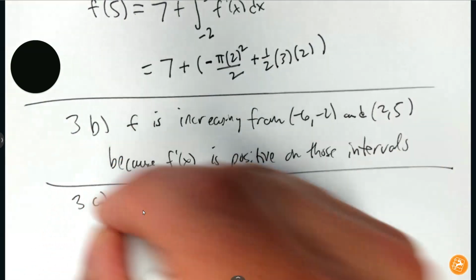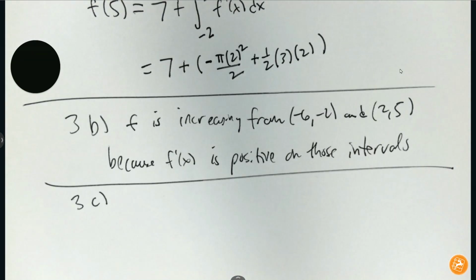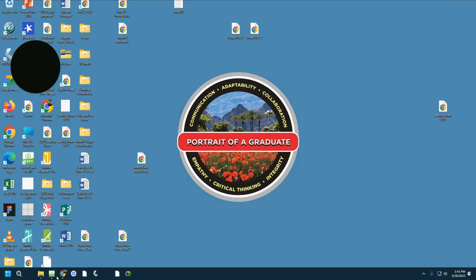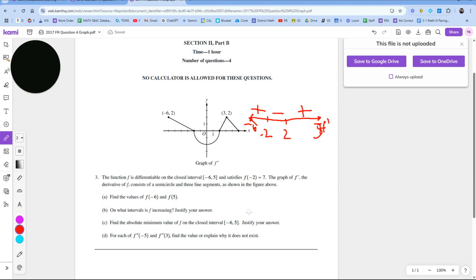All right, next one, 3C. In 3C, it says find the absolute minimum value on this closed interval from -6, and then justify your answer. So whenever I see absolute minimum or absolute maximum, that is a table of values question. So we have x and we have f on the other side. We start with the end of the interval. So we do start with -6 and 5.